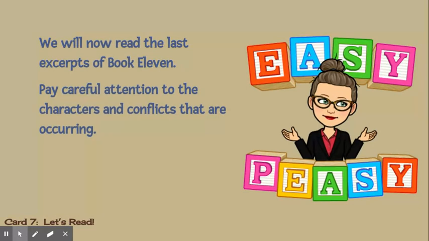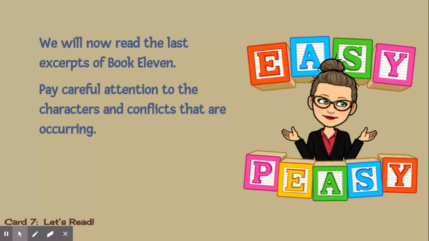So you're going to read lines 436 to 504 on pages 262 to 263. Then you're going to read lines 541 to 573 on pages 265 to 266. Finally, you will read lines 613 through 649 on pages 267 to 269. As you read this, pay careful attention to the characters and conflicts that are occurring.